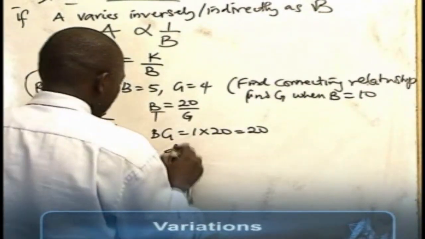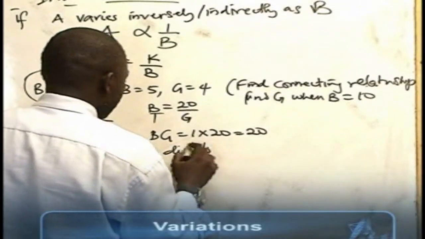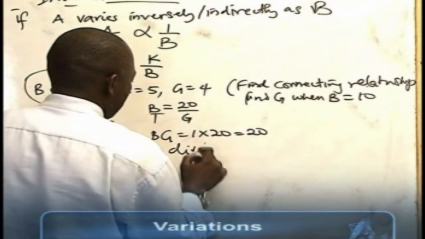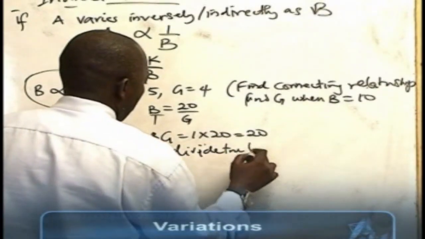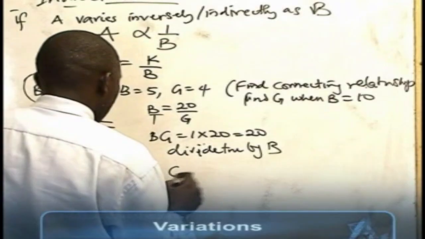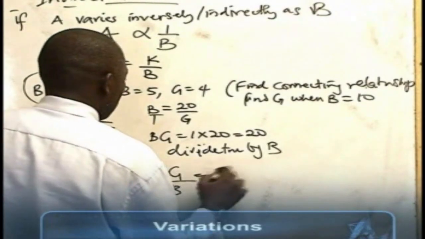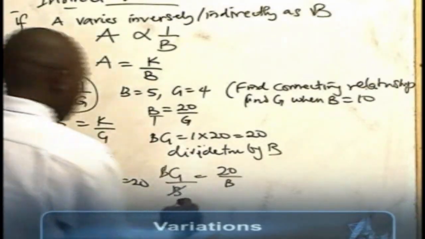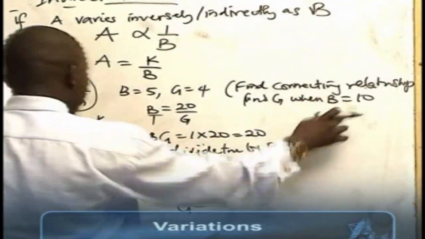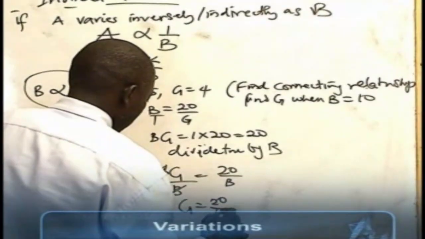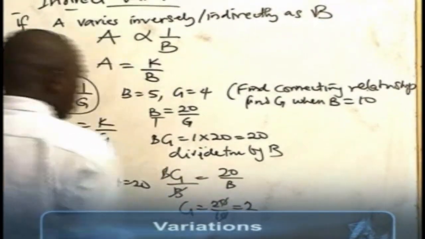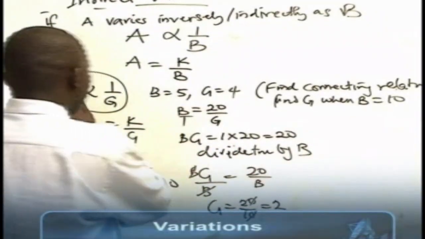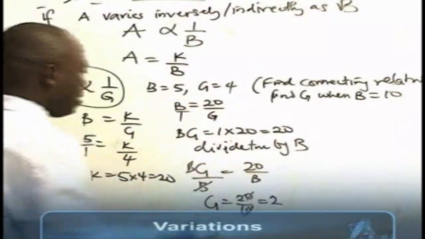So you divide both sides through by B. So BG over B equals 20 over B. B cancels here, so you have G left. So G can now be calculated. Our B is 10, so you have 20 over 10. So G is 2. So when B is 10, our G is 2. And the connecting relationship between these two variables is B equals 20 over G.